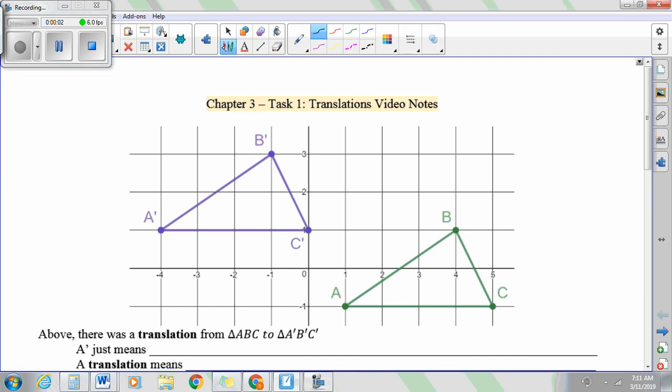What we are doing today is translations. Translations are just moving this picture. So as we say here, above there was a translation from triangle ABC to triangle A prime, B prime, C prime. A prime or B prime or C prime, that little apostrophe there, just means the image after being moved.